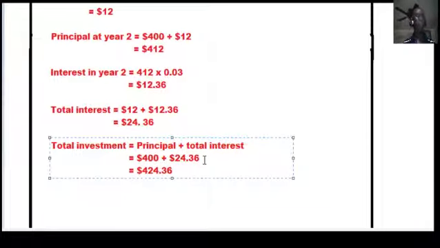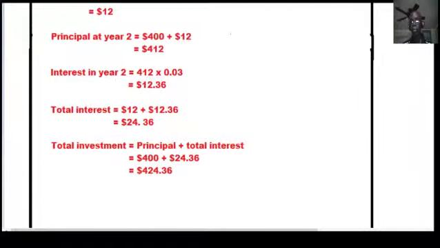B. What is the total value of the investment at the end of 2 years? Total value of investment equals principal plus interest. This equals $400 plus $24.36, which equals $424.36.